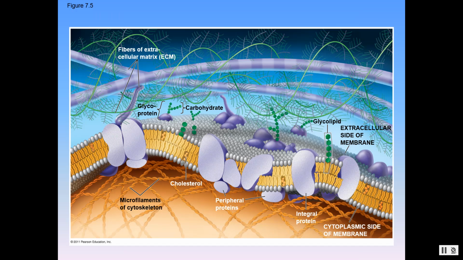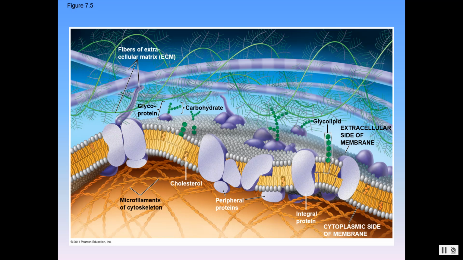When we take everything into consideration, this is a more accurate picture of what the plasma membrane actually looks like. You can still see the phospholipid bilayer, you can see the embedded cholesterol, all kinds of proteins. You'll also see some of those microfilaments on the inside of the cell in the orange, and you'll see fibers of the extracellular matrix on the outside.